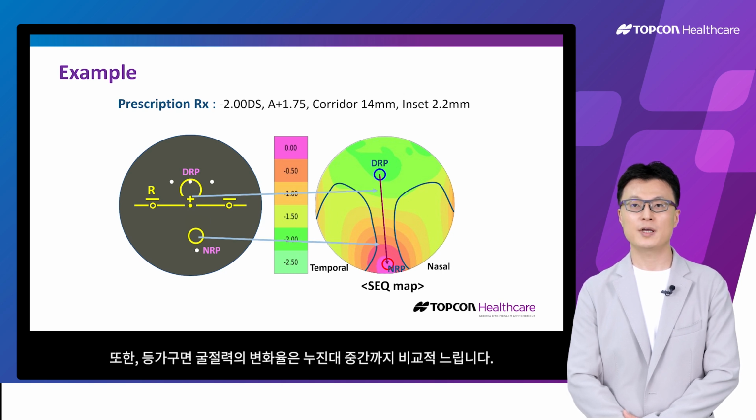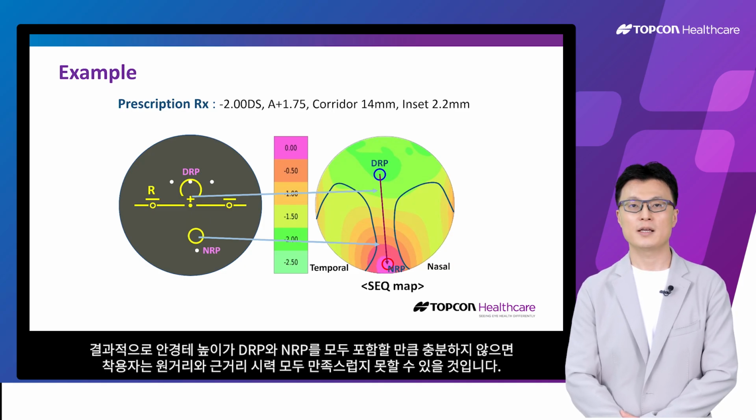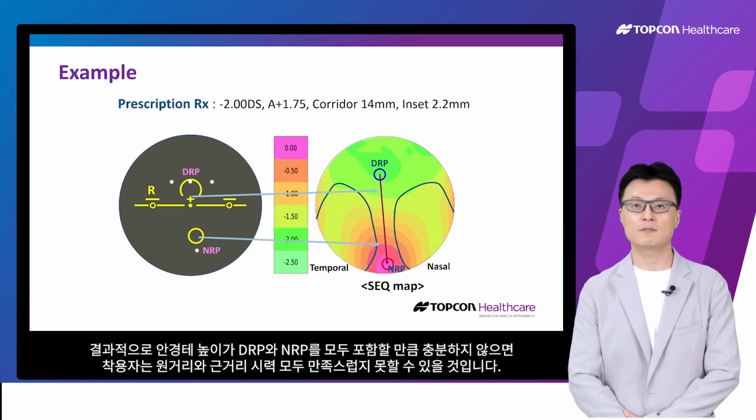Additionally, the change rate of spherical equivalent power is relatively slower until the middle of the corridor. As a result, if the height of the spectacle frame is not enough to include both the DRP and NRP, the wearer may find both distance and near vision unsatisfactory.